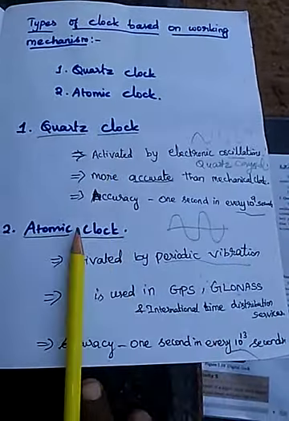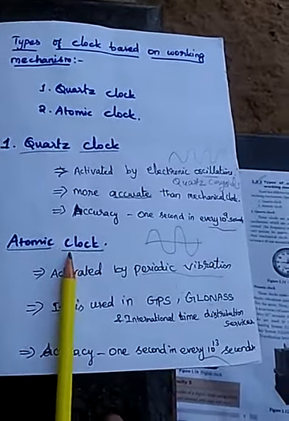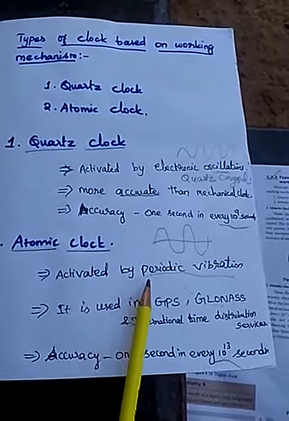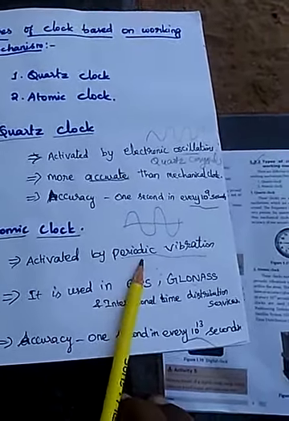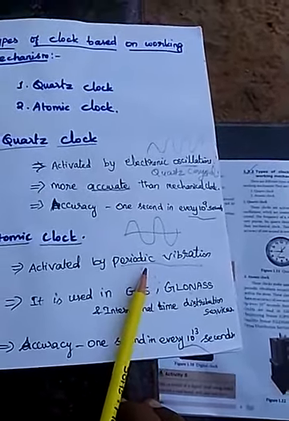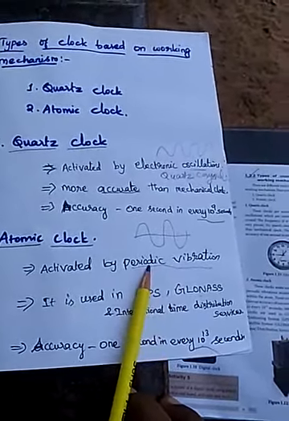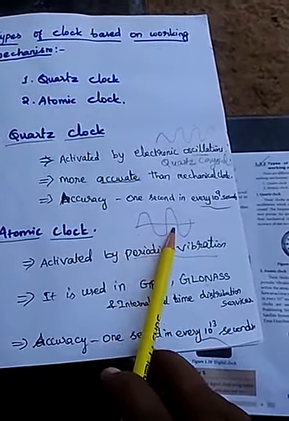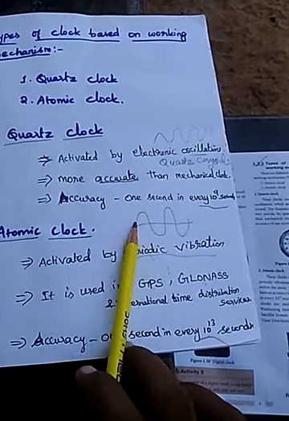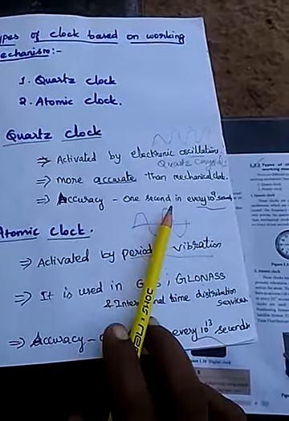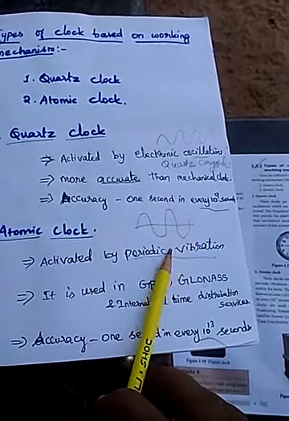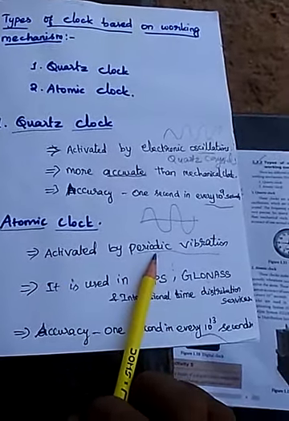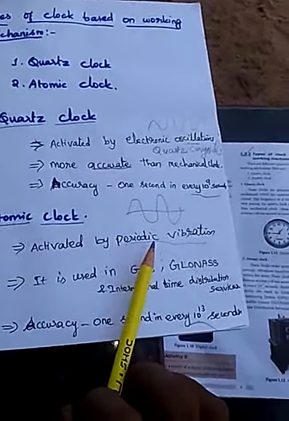Then we see the atomic clock. What is an atomic clock? Yes, the atomic clock is activated by periodic vibration. What is periodic vibration? Vibrations that occur regularly and repeatedly. That's why it's called periodic vibration. The atomic clock is activated by periodic vibrations occurring within the atom.